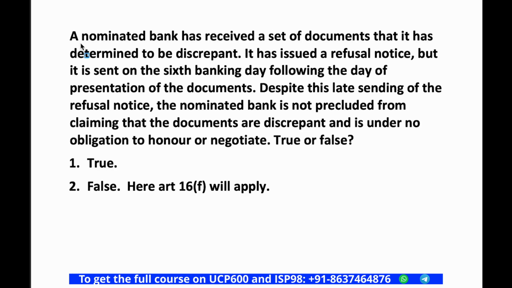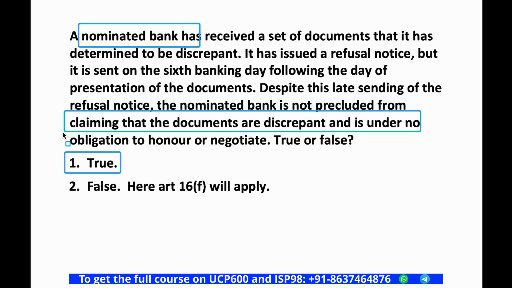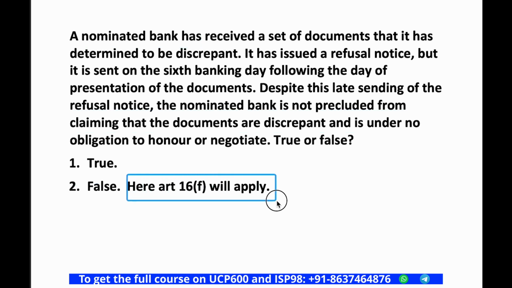To understand this, let us take an example. A nominated bank has received a full set of documents that it has determined to be discrepant. It has issued a refusal notice, but it is sent on the 6th banking day following the day of presentation of the documents. Despite this late sending of the refusal notice, the nominated bank is not precluded from claiming that the documents are discrepant and is under no obligation to honor or negotiate. Answer true or false? Now here the answer is true. Even though this nominated bank sent the notice on the 6th banking day following the receipt of documents, it will not come under the rule of preclusion, right? So it can claim that the documents are discrepant and it is under no obligation to honor or negotiate, right? We have to note this point very carefully. And here this article 16F will not apply, right?